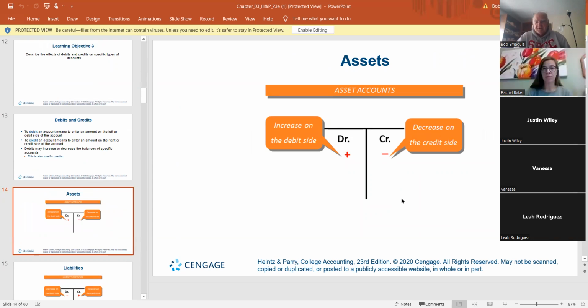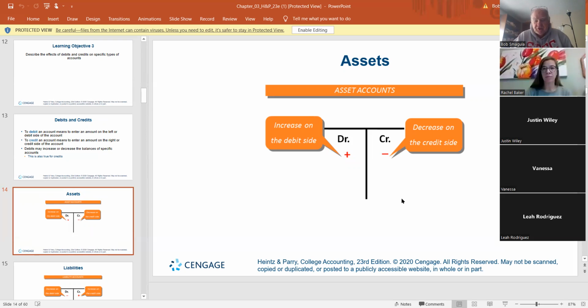Assets. Remember our accounting equation. Assets equal liabilities plus equity. Assets increase on the debit side. That's all I can tell you. That is called the normal balance of the account. An asset has a normal debit balance.